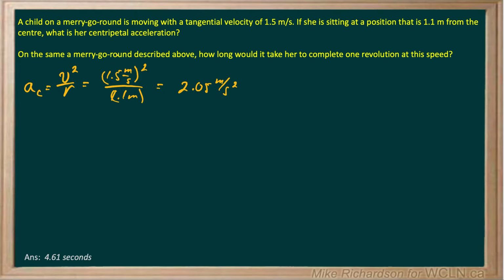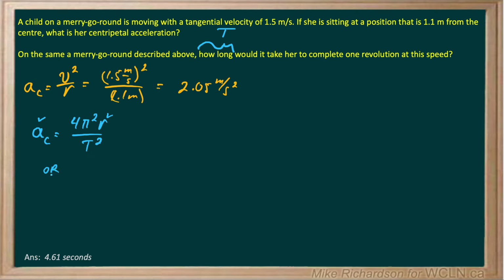Now, in addition to this question, they want to know how long it would take for her to complete one revolution. So the time it takes to complete one revolution is known as the period of motion. So we have a choice. Now that I know my centripetal acceleration, I can use the other version of the equation, 4 pi squared r over t squared. So we know a_c, it's 2.05. We know the radius, it's 1.1, and we're solving for t.